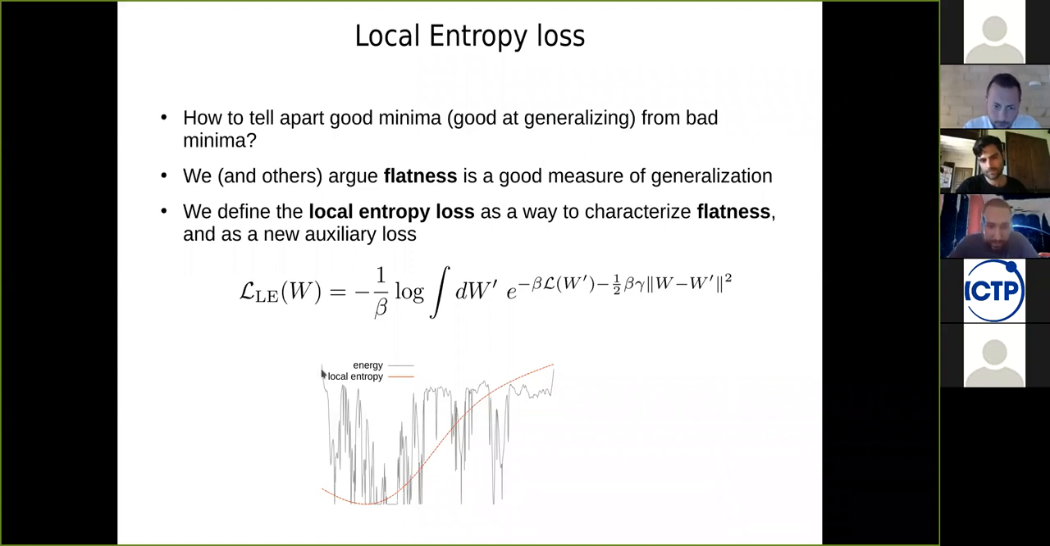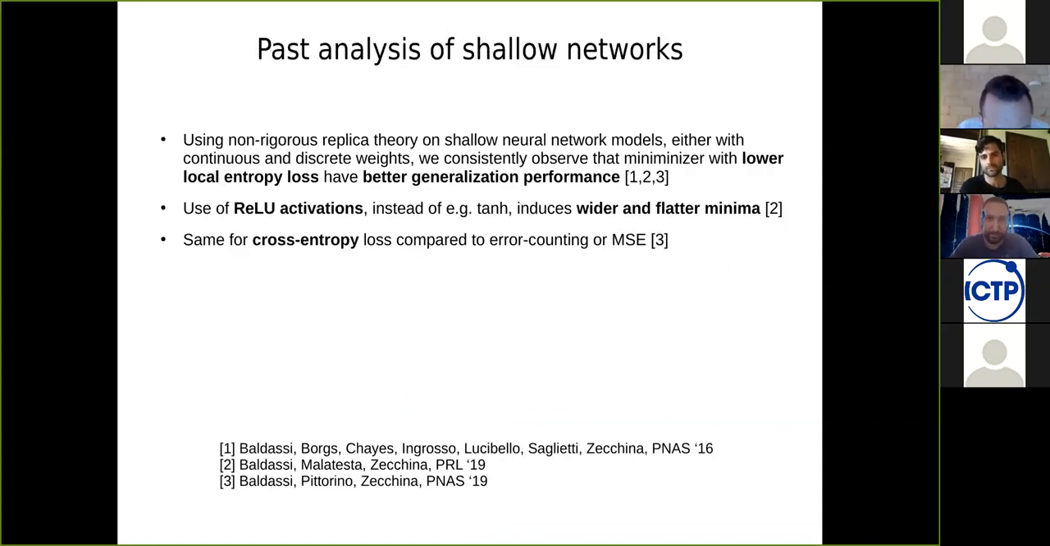And in this picture, you see that starting from some rough landscape represented by this gray line, and then applying this local entropy construction, you achieve a much nicer, much smoother objective function whose minimizer essentially corresponds to the position of the flattest minimizers in the original loss. So this is a good surrogate function for optimization.